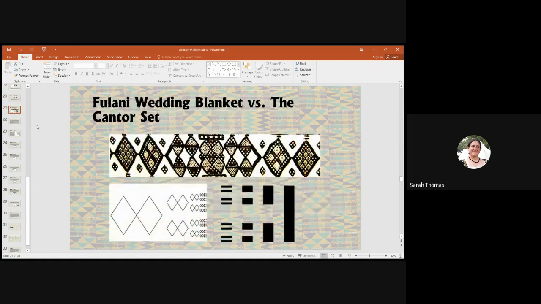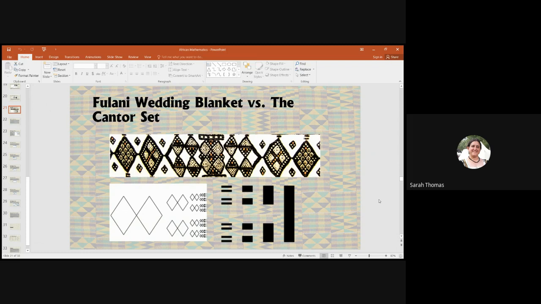Here is a Fulani wedding blanket with comparison to the Cantor set, which is a very famous, highly mathematical fractal where you start with this one bar on the right, and you take its middle third out, and then each of these bars that's left, you take its middle third out. Each of these bars that's left, you take its middle third out, and you keep going until forever, until you decide to quit. But if you look at the structure of the blanket, you can see that here's a diagram on the bottom left of the structure of the design, and it does have a fractal feel to it.